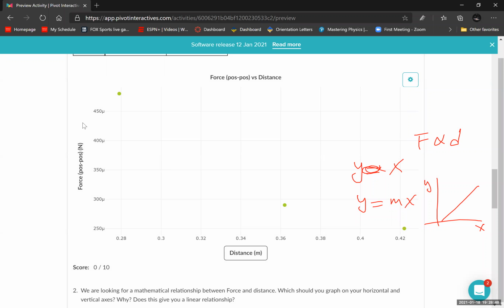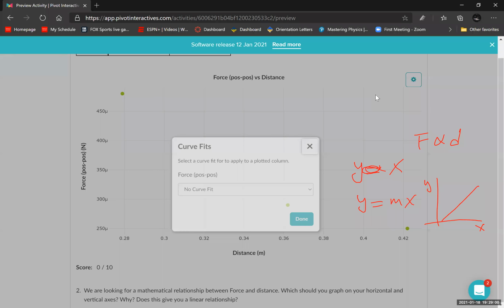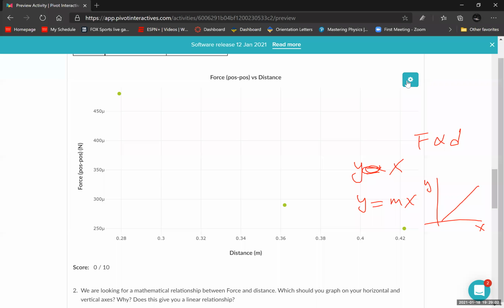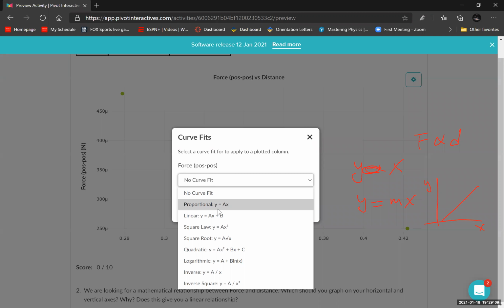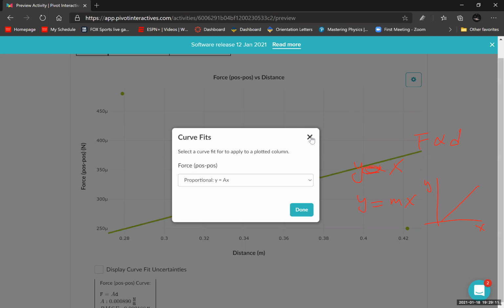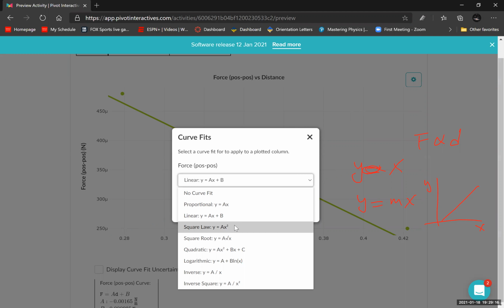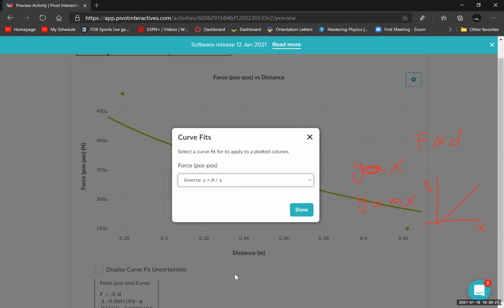All right, so you can see, if I plot force versus distance, they're not directly proportional. Look at the data I have. If I come back here, see over here on the top right of the graph, it says curve fits. If I click on that, I can look at it in terms of, are they proportional? You can see that's not. Are they AX plus B? No. Are they Y equals AX squared? No. How about Y equals A over X?